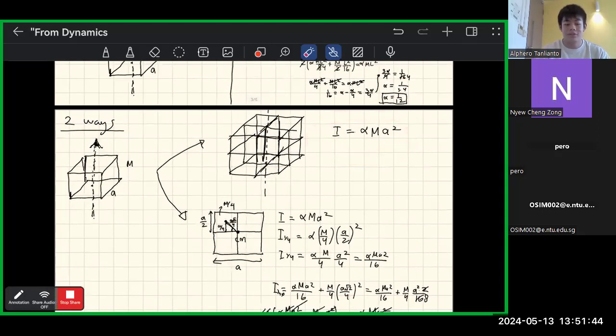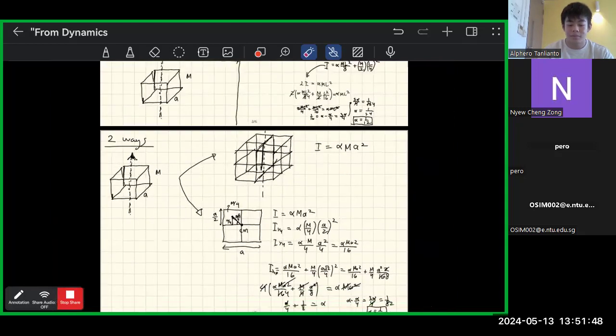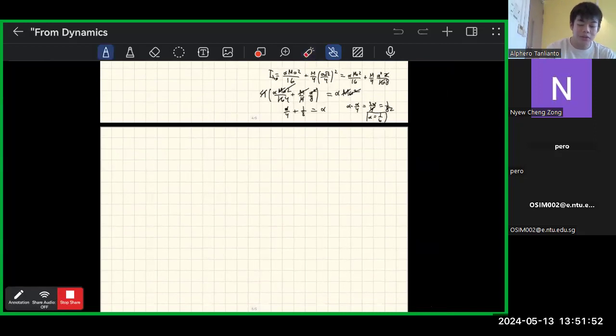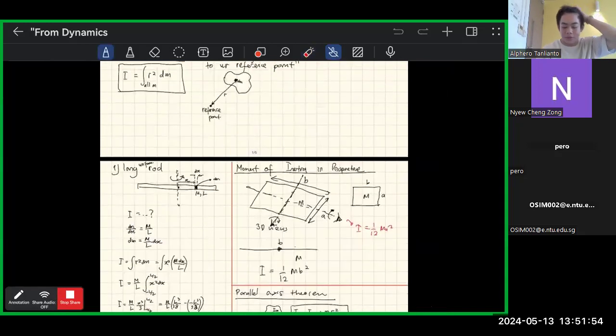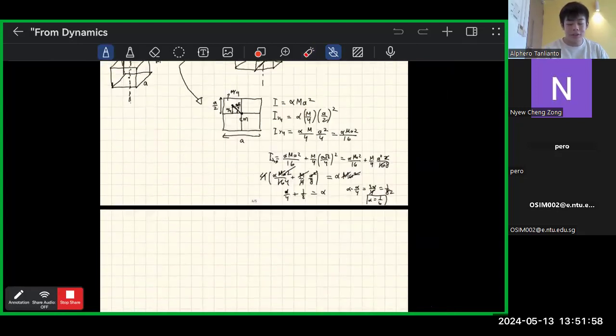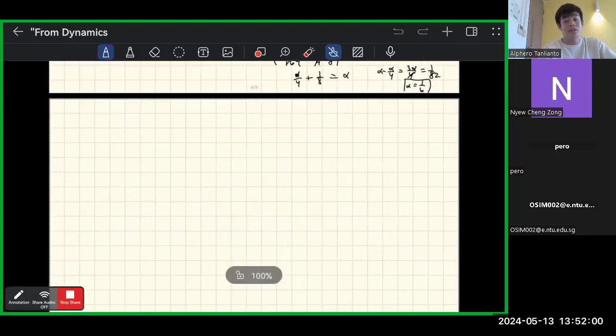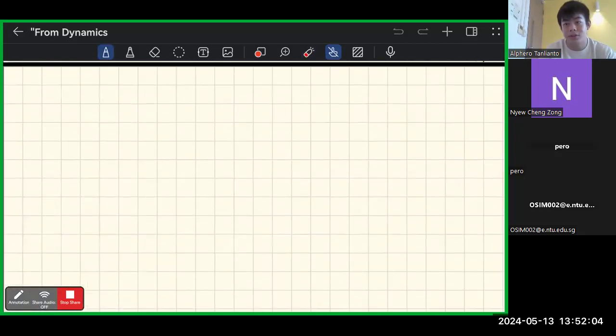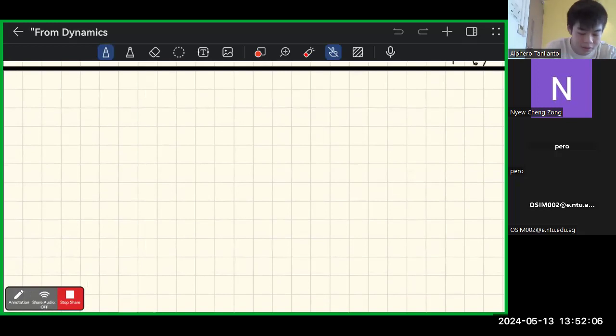Yeah, got it. I think so. Yeah. All right. So yeah, moment of inertia is pretty harsh. Yeah, I mean it's sometimes a regress like this, but most of the time they will just give you the moment of inertia from the start.